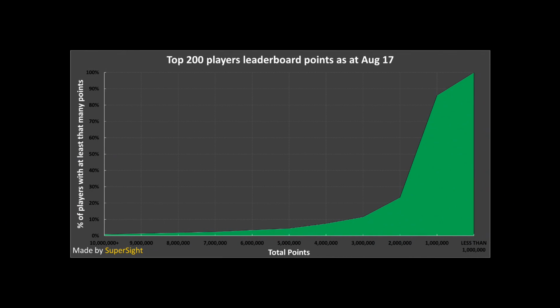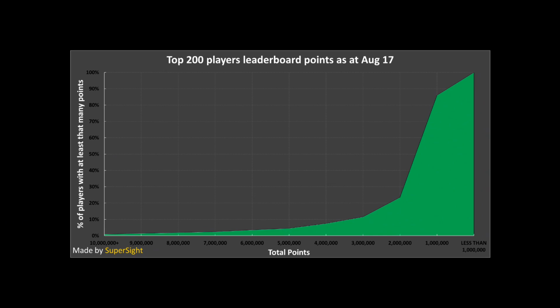Right, this one here is pretty self-explanatory. So it's the top 200 leaderboard players' points as of August 2017. So for example, of all the players on the leaderboard, 100% of them have at least less than a million points. So does everyone in Heyday, but this is talking about the top 200 players.